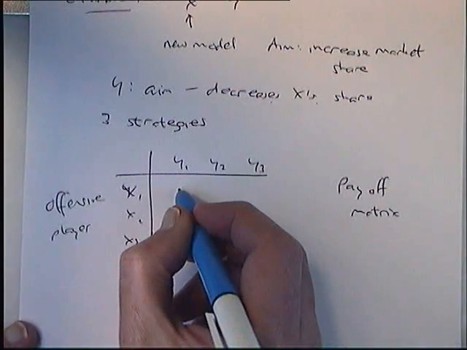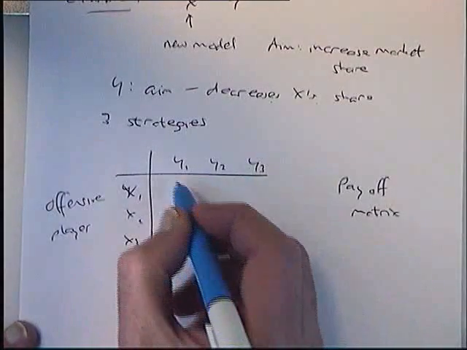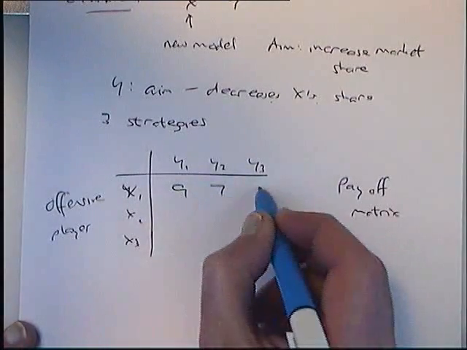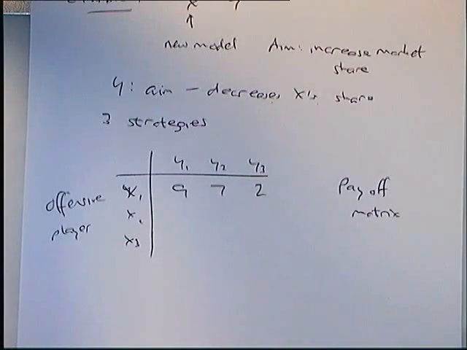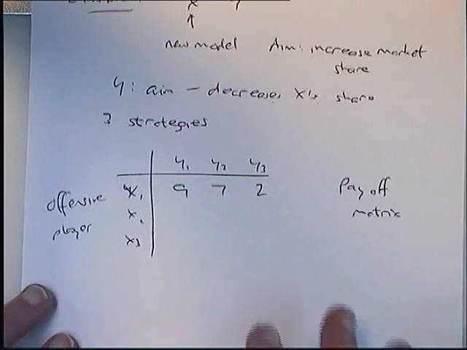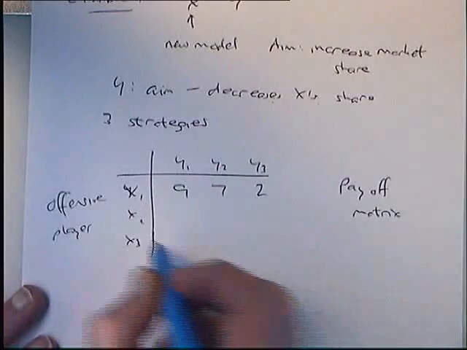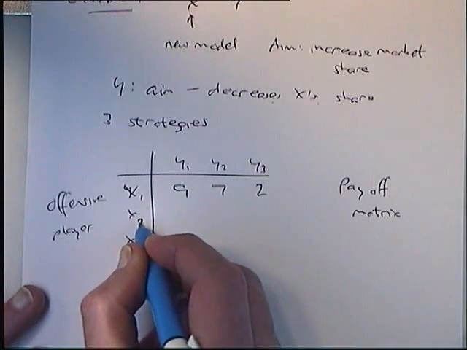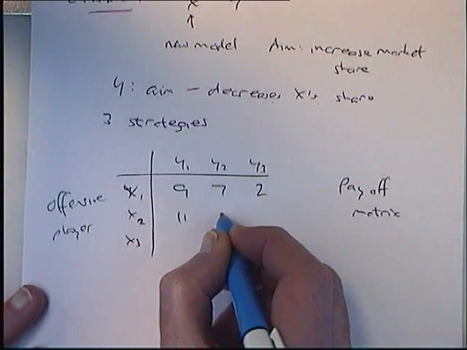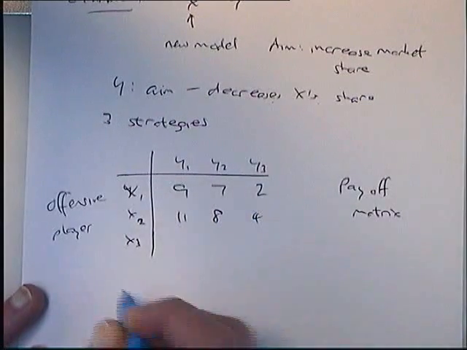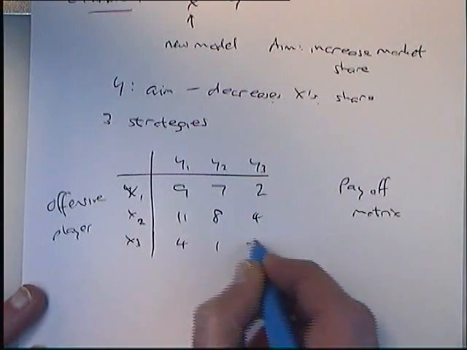So, we have 9 numbers to go in here now. Across the top row, it's 9, 7 and 2. You'll all need the matrix written down, even if you're not doing full notes, I think. So if we can get the matrix copied down at least. Strategy 2 for player X is 11, 8 and 4, and strategy 3 is 4, 1 and -7.